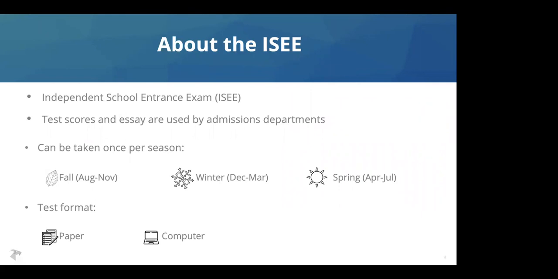So first, let's cover some basics. The Independent School Entrance Exam, which is commonly referred to as the ISEE, is used by admissions departments during the application process to independent schools. The test can be taken up to 3 times per year, once per testing season. Those testing seasons are fall, winter, and spring. And the test is administered on paper and on the computer. One thing to note is that the primary level is only offered on the computer.